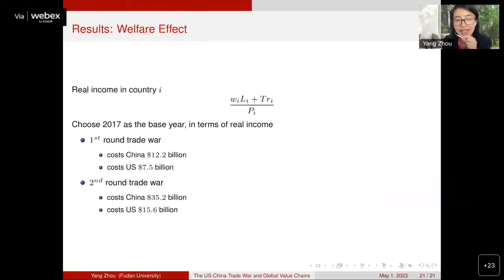And finally, I did this welfare analysis, which is the result I showed before. I compare the real income in each country, choosing 2017 as the base year. In the first round, China incurs a cost of 12.2 billion and the US 7.5 billion. The second round of the trade war cost China 35.2 billion and the United States 15.6 billion. So yes, that's the result of this project.